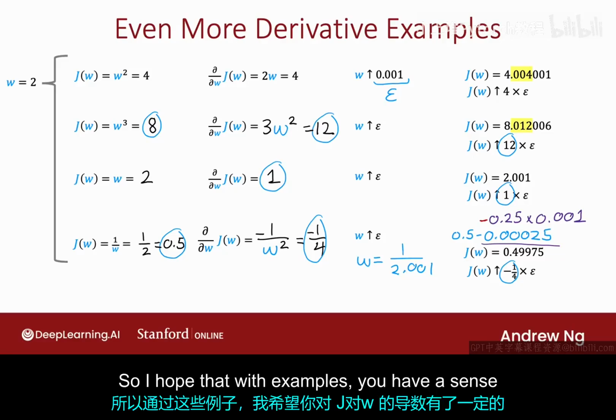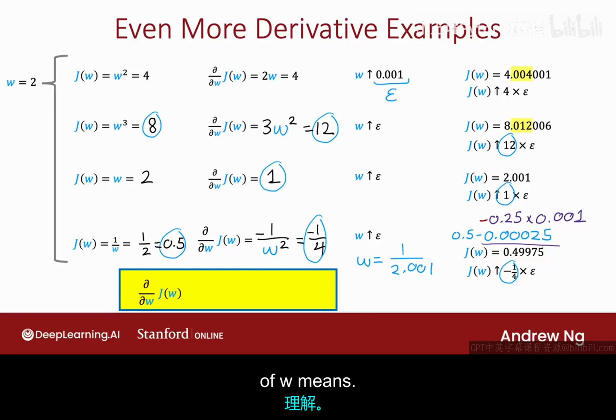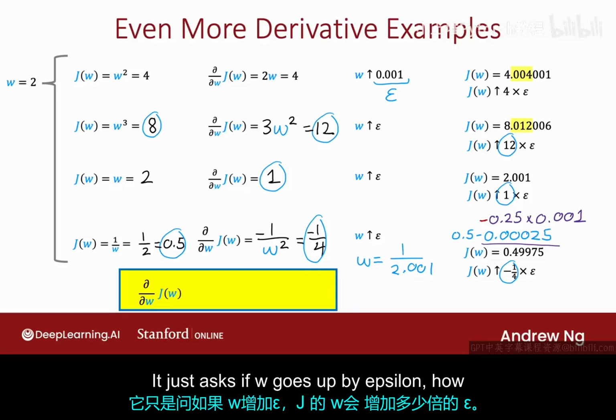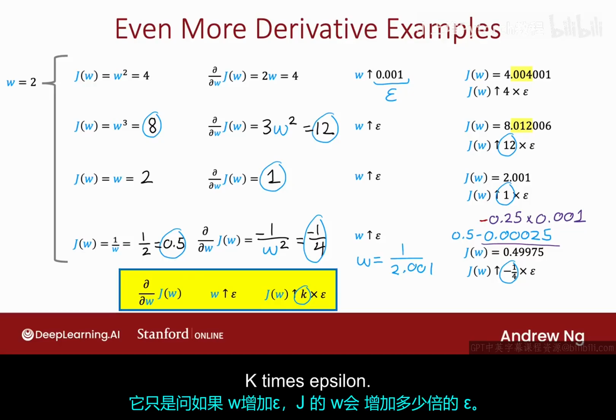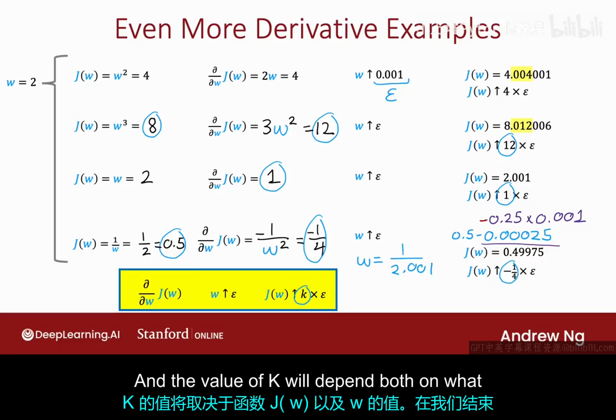So I hope that with these examples, you have a sense of what the derivative with respect to w of j of w means. It just asks, if w goes up by epsilon, how much does j of w go up? By some constant k times epsilon, and this constant k is the derivative. And the value of k will depend both on what the function j of w is, as well as what the value of w is.